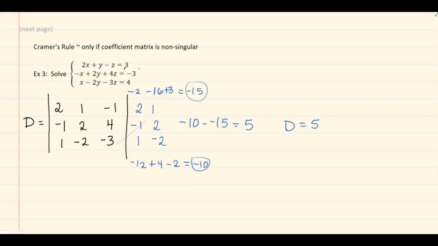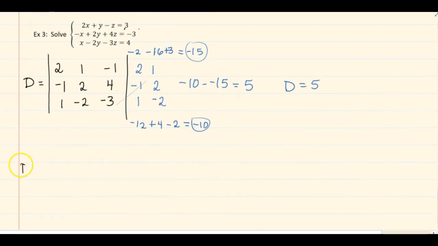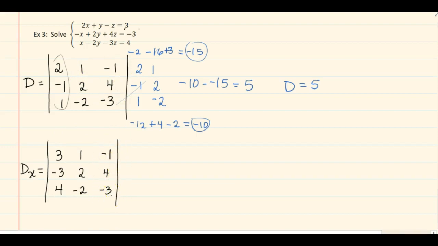So the next thing we're going to do is go find dx. So for dx, what we're going to do is take the column that has all the x coefficients, and we're going to replace them with our answer column. And everything else stays the same. And now we've got to go find the determinant of this one.